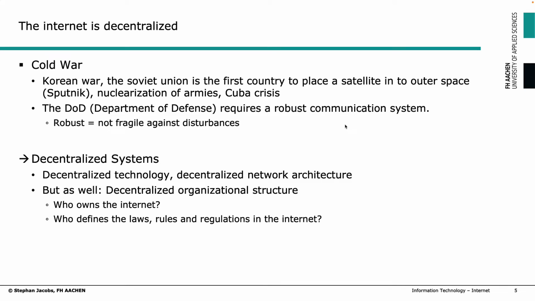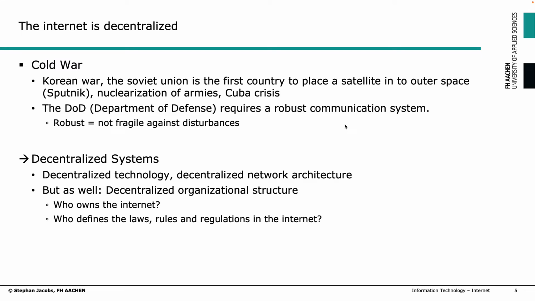It was a centralized system, and if you have a centralized system, then you just have to destroy the center and the complete system is not able to work anymore. So the idea was to have a decentralized system, decentralized technology, decentralized network architecture, but as well a decentralized organizational structure. Think about yourself. Who owns the Internet? Who defines the laws, rules and regulations in the Internet? Is it the US? Is it a company like Google or Microsoft?